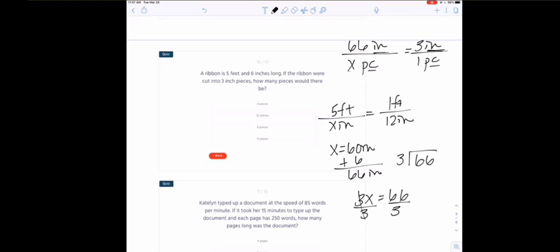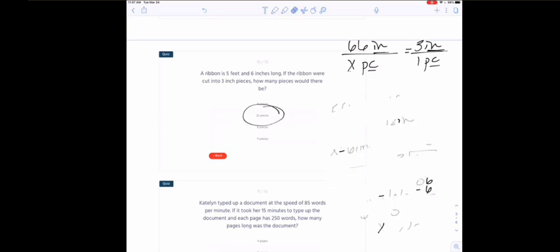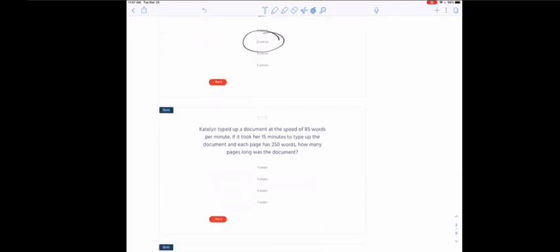Okay? 66 divided by 3. 3 goes into 6 2 times. 3 times 2 is 6. Bring down the other 6. 3 goes into 6 2 times. 3 times 2 is 6. Nothing left over, no more numbers to bring down. So x equals 22 pieces. Okay, awesome. So now that I've done that, I'm ready to move on to number 11.